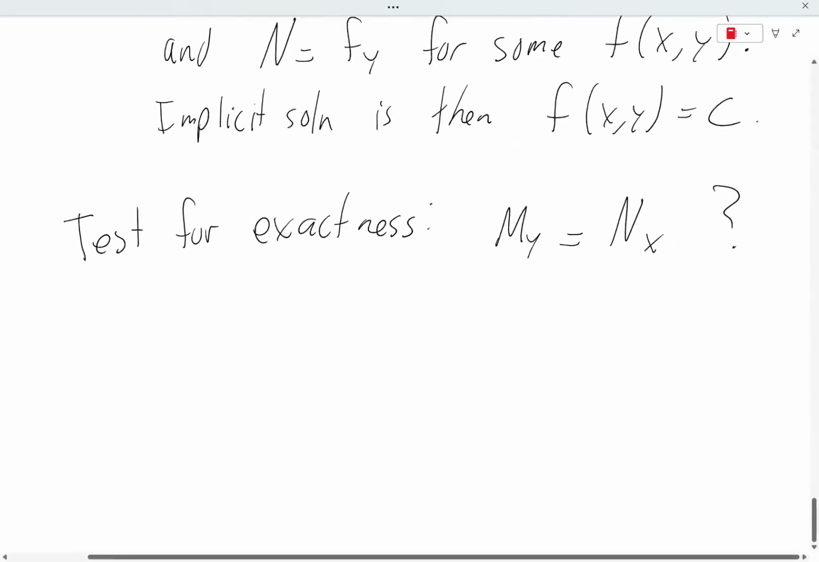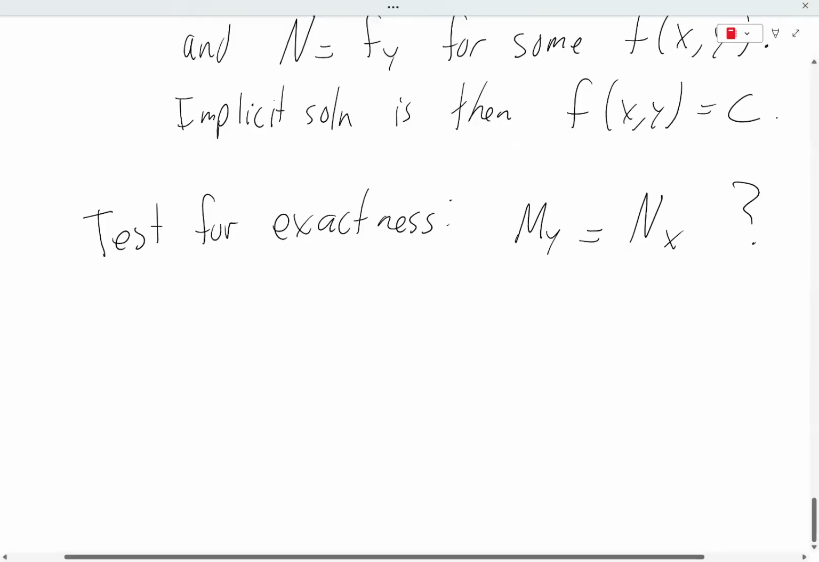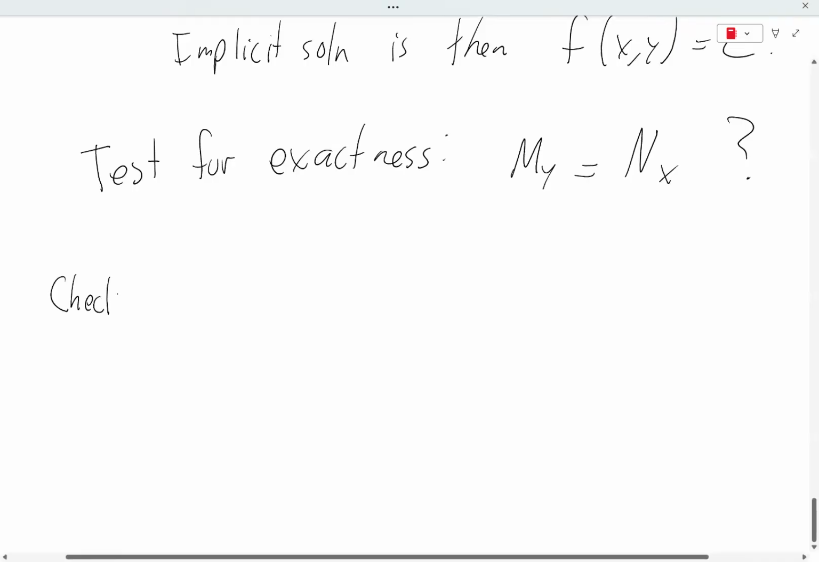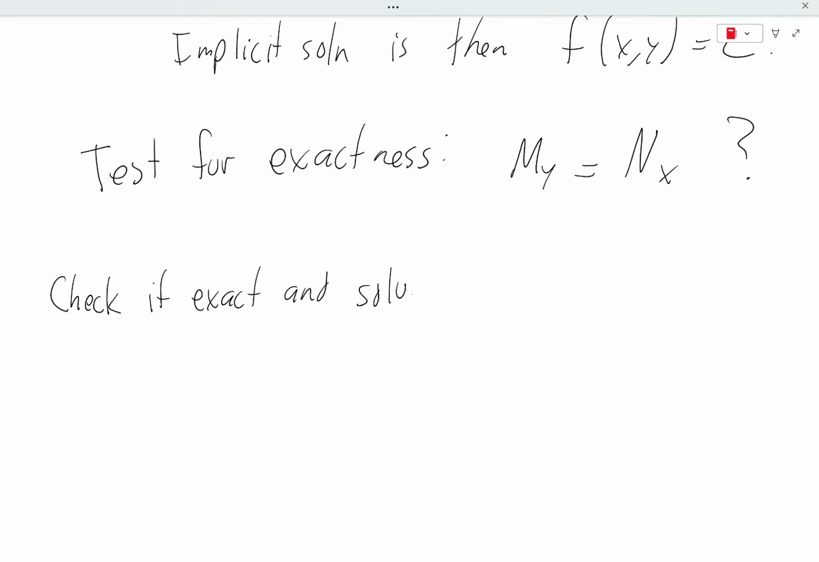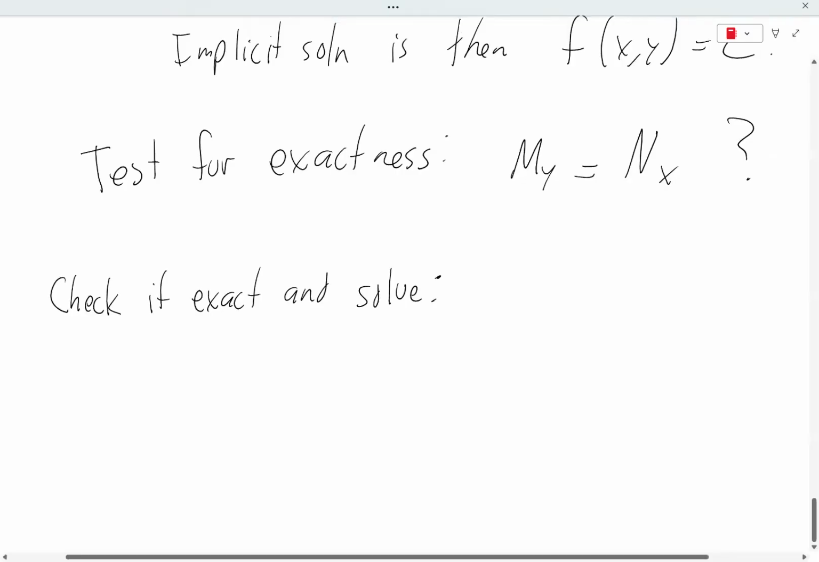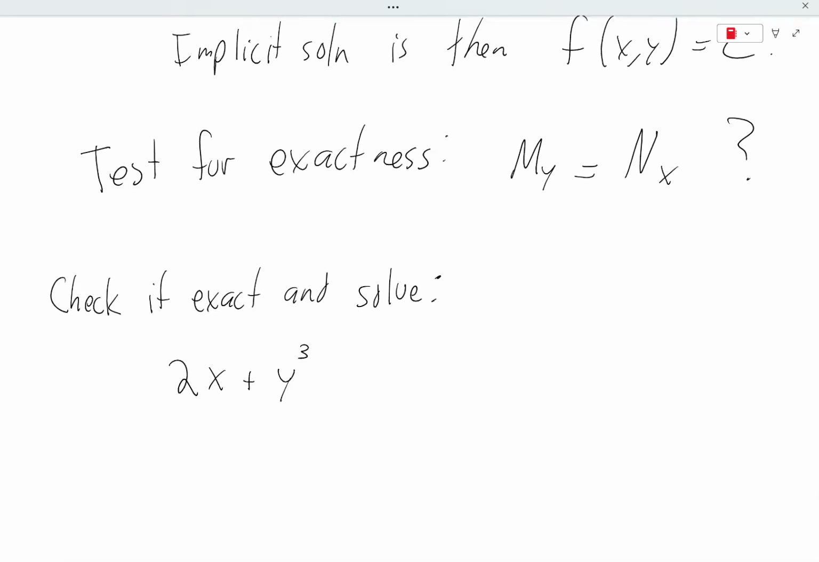Let's try out an example. We'll just run through one here. Check if exact and solve. I don't know if we'll get through it tonight or not, but check if exact and solve. So let's see, this differential equation here: 2x plus y cubed plus 3y squared x dy dx equals 0. Oh, this is actually the one we just did. So we're kind of trying to do this the other way.